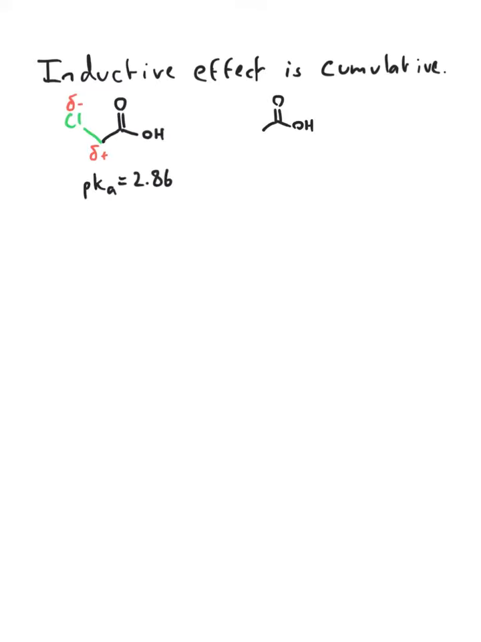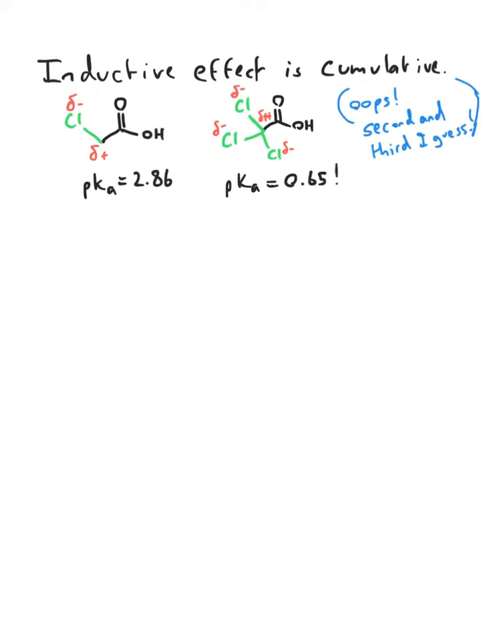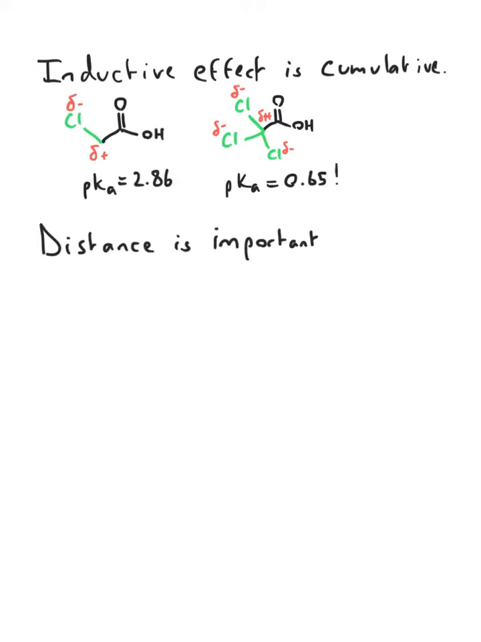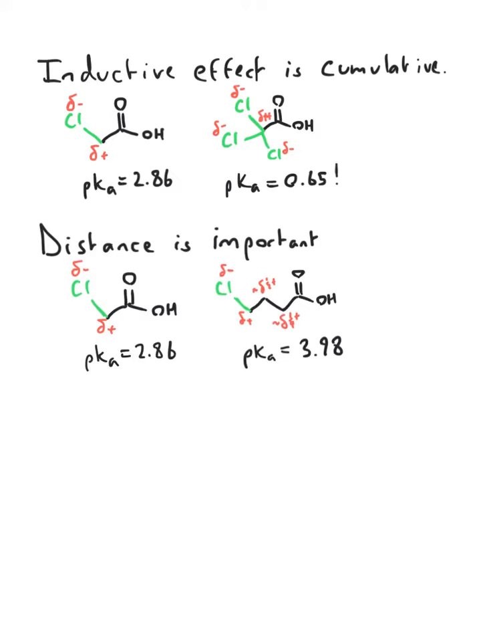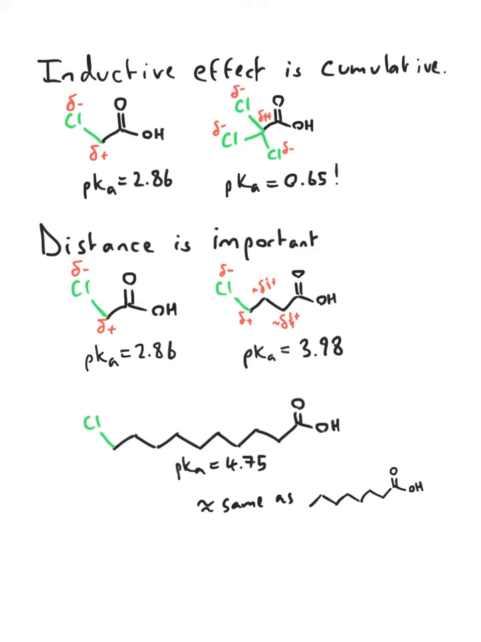The inductive effect is cumulative, so if the electronegative atom is on one position, if we add a second electronegative atom to that position, we will increase the inductive effect and we should see the effect on the acidity of the molecule as a whole. Distance is also important, so the closer the source of the inductive effect, the stronger the effect is, as can be seen in these examples.